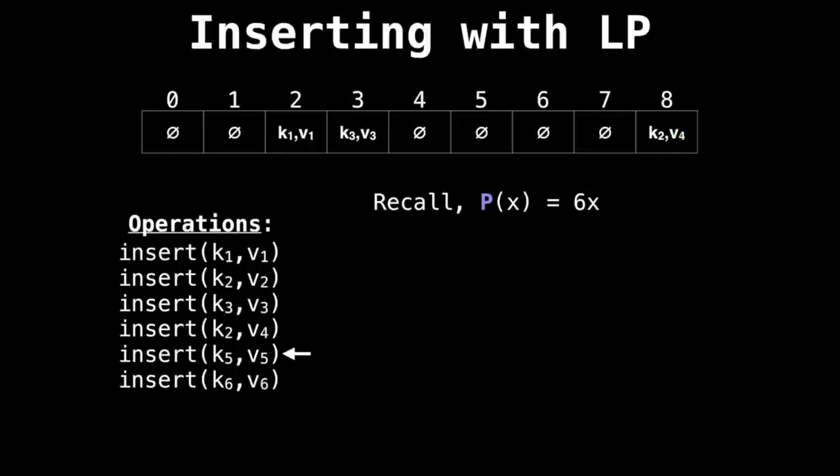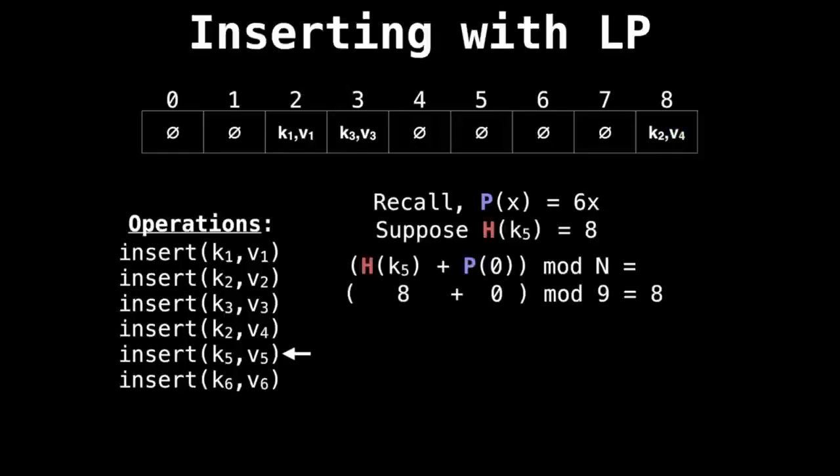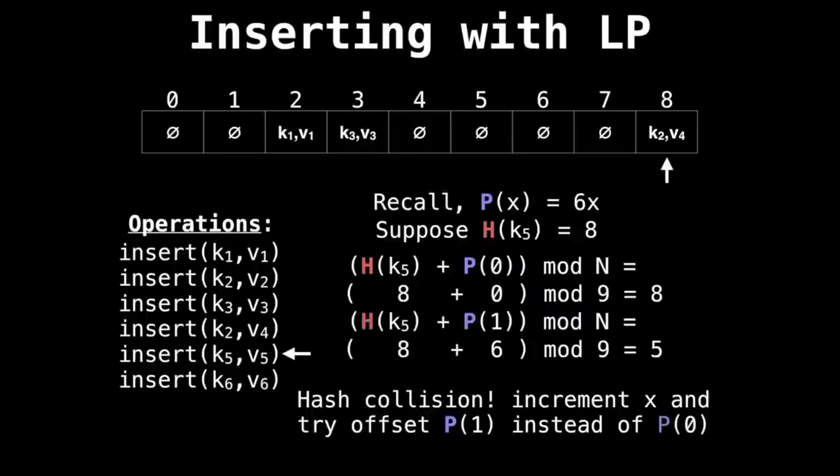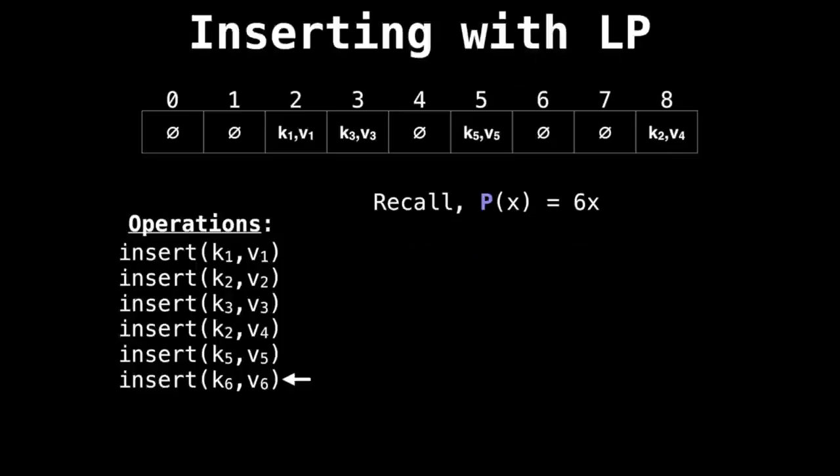Let's go to k5. Okay, so suppose k5 has a hash value of 8. So 8 is taken, so we're going to probe, and that leads us to index 5. So we're going to insert the key value pair there. Now let's try to insert k6.